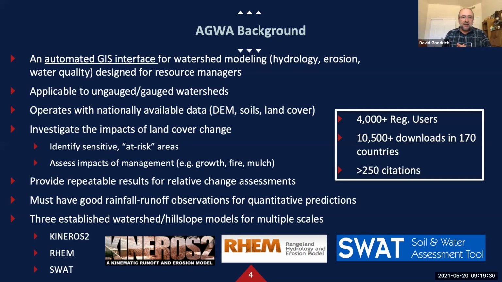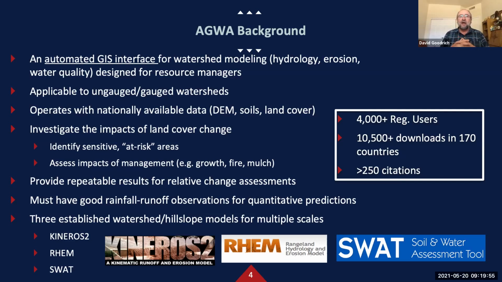It's applicable to gauged and ungauged basins. It operates with nationally available data. Again, that was another EPA requirement saying we want to be able to apply this anywhere. And of course, your basic data is DEM, soils, and land cover. And it's typically used to investigate the impacts of land cover change.